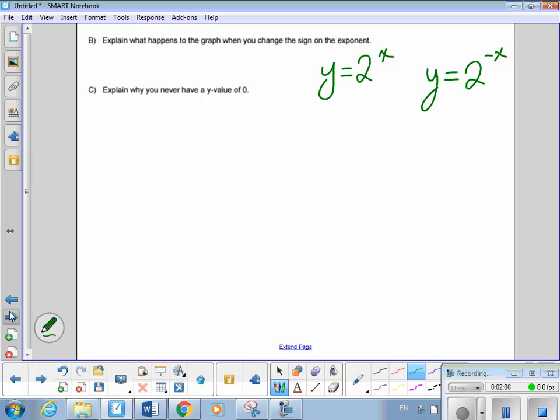And then it asks to explain why you can never have a y value of 0. Okay, so what they're saying here, what value of x will make this equal to 0?